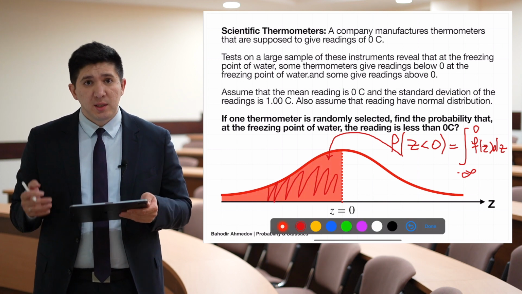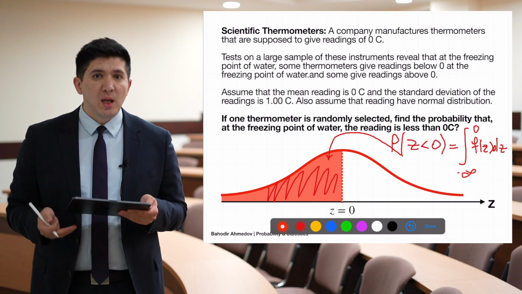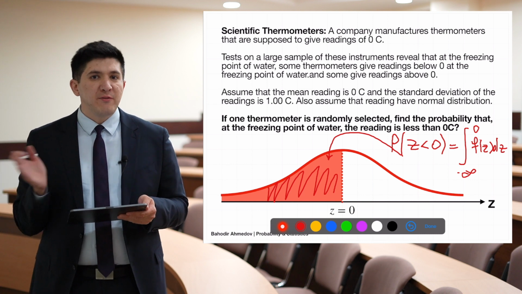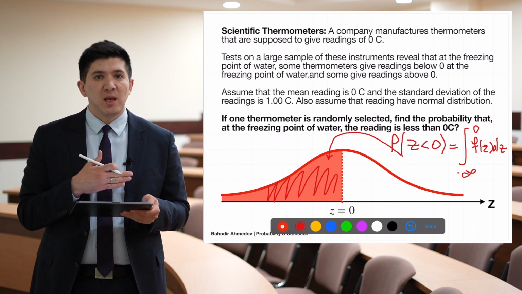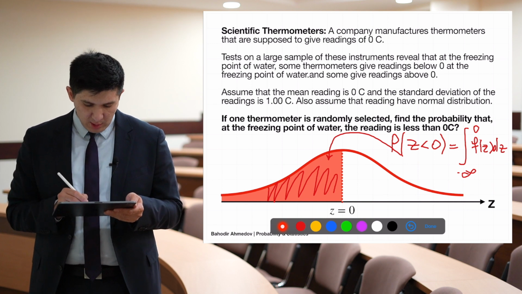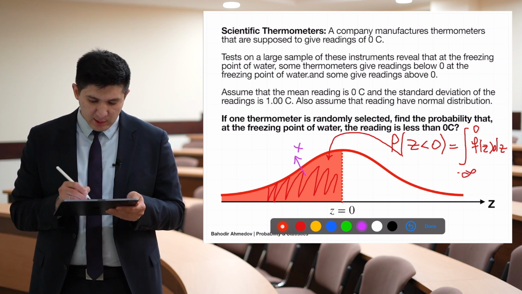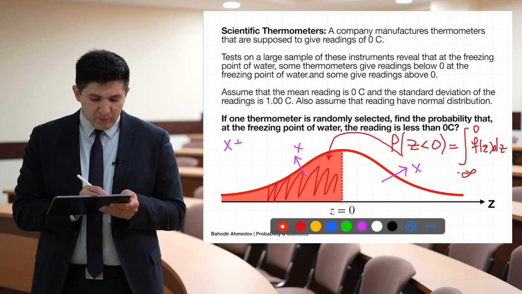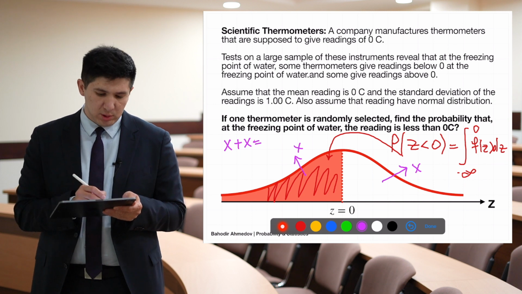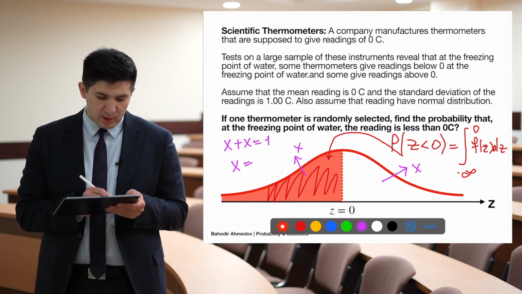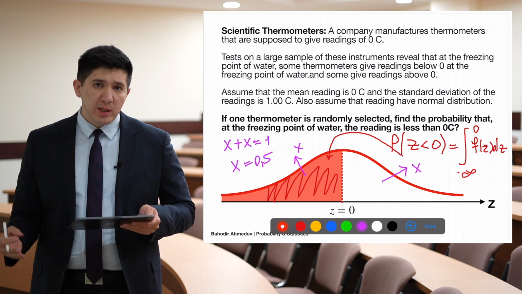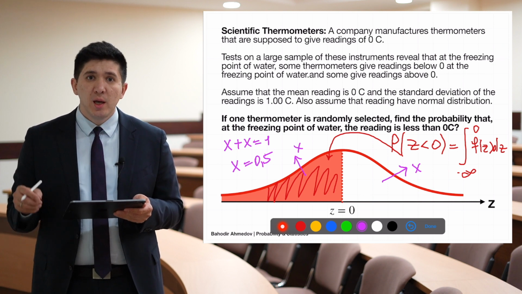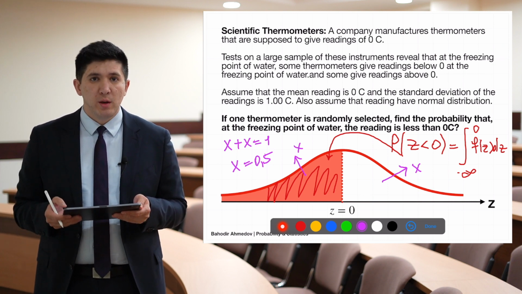Please note that this curve is completely symmetric around the mean. That is why the area to the left of the mean is going to be the same as the area to the right. So let me denote this area as x, and it is going to be the same as this area x. We know that the sum of all of the areas under this curve should be equal to 1, right? From here, it is clear that x is equal to 0.5. So the probability that a randomly chosen thermometer is going to show a temperature less than 0 degrees is equal to 50%, or 0.5.